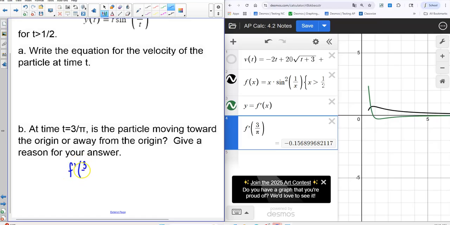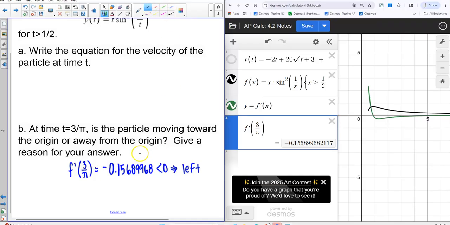Try to do the one on your homework like this without a calculator if possible, but if you're desperate. Okay, so that is less than 0. What does that tell you about the particle? The particle's moving to the left. So is the particle going towards or away from the origin?